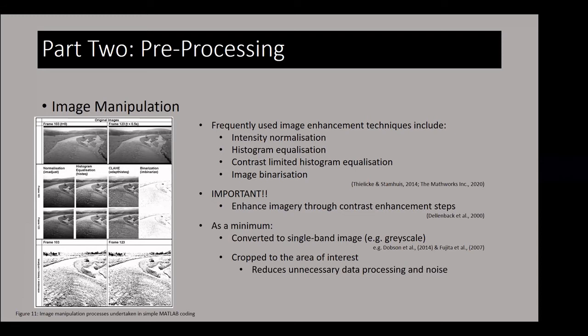In general, as an absolute minimum, I think it's suggested that imagery is converted to grayscale and then cropped to the area of interest just to reduce the unnecessary data processing and the noise wherever possible. So the figure that you can actually see on the screen employs each of the corresponding enhancement steps that you can see on screen to a video frame that's been captured from a drone roughly half a second apart. So the top figure is the raw image simply grayscaled. The middle section shows how each individual enhancement step affects the imagery. And then the bottom band actually shows how applying mixed enhancement steps can greatly improve the tracer visibility against the river surface.